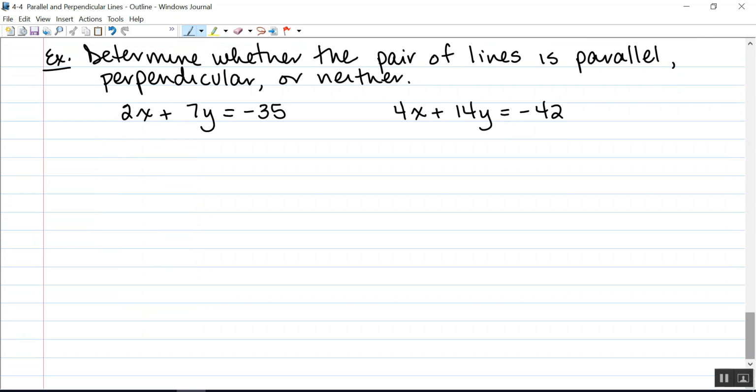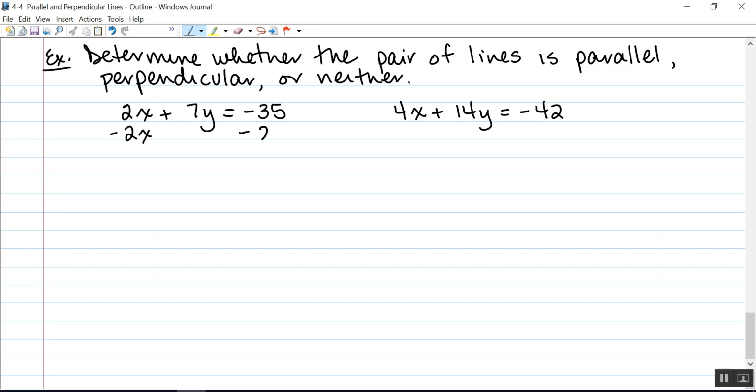And our last example here asks us to determine whether this pair of lines is parallel, perpendicular, or neither. And in order to do that, I need to know what the slope of each line is, because if the slopes are the same, they're going to be parallel. If the slopes are opposite reciprocals of each other, the lines are going to be perpendicular. And if they're neither the same nor opposite reciprocals, then these two lines are going to be neither parallel nor perpendicular. So basically, you'll notice they're in standard form. I just need to turn them into slope-intercept form.